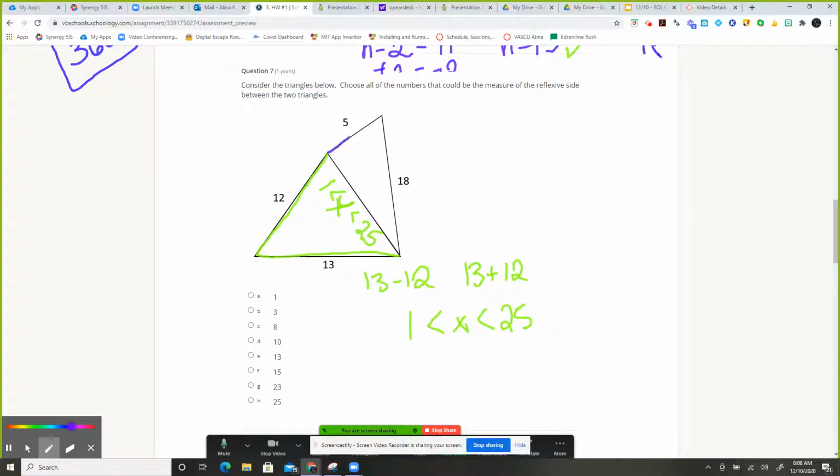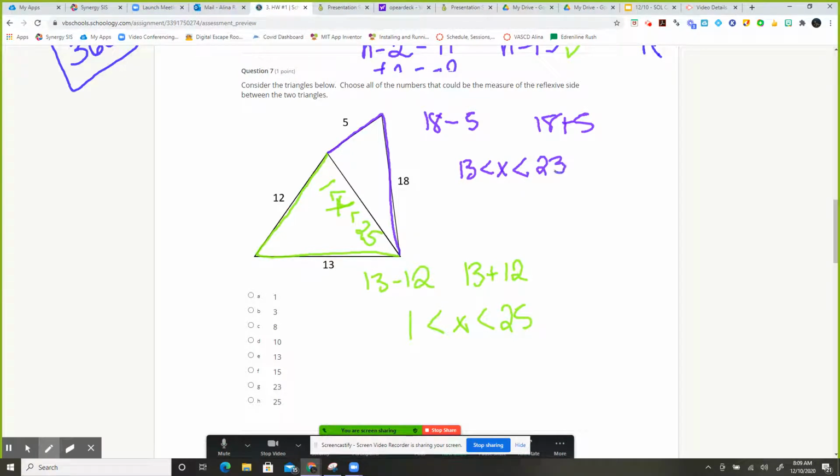So what about this other triangle, the 5, 18 triangle? If I close that triangle flat, what do I have to do with the 5 and the 18? Absolutely. So we'll do 18 plus 5 and 18 minus 5, and we get 13, question mark. Did I do that right? Yeah. And 23. 13 and 23. So if the green triangle is by itself, we can have all the numbers between 1 and 25. And if the blue triangle is by itself, we can have everything between 13 and 23.